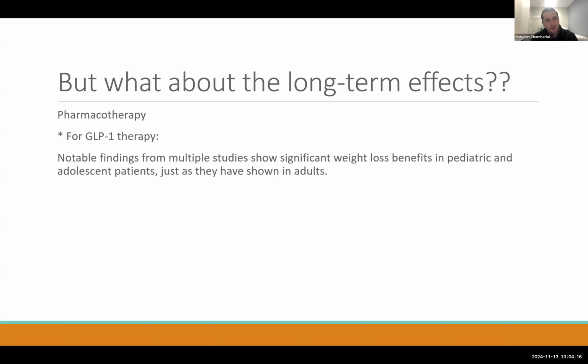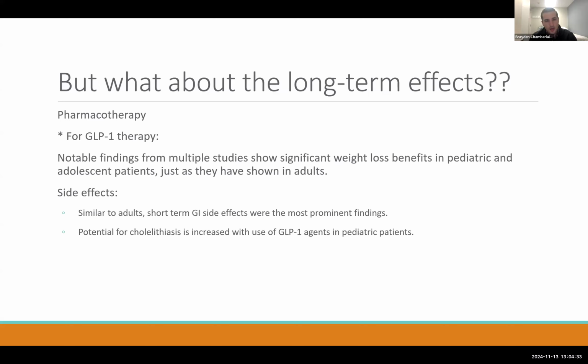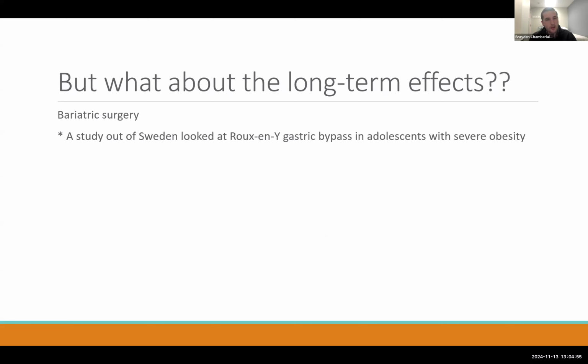For GLP-1 therapy, multiple studies have been done on adolescents and pediatric patients, and they've found, similar to adults, significant weight loss benefits. The side effects are also similar to adults, with short-term GI side effects being the most prominent. They did have a potential for increased gallstones with GLP-1 use, thinking maybe potentially due to rapid weight loss. And then there are also infrequent reports of mild hypoglycemic episodes. Again, somewhat similar to what we can sometimes, on rare occasions, see in adults.